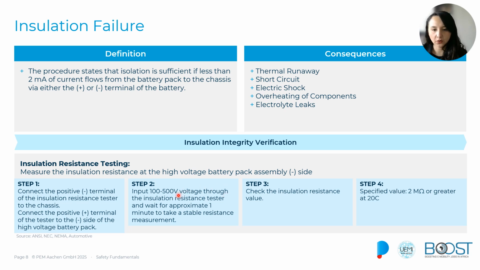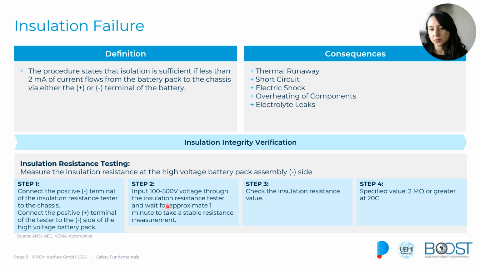How can we do that? Basically, it is a 4-step process. In the first step, we connect our resistance tester between the chassis and the negative terminal of our battery pack. Then we apply a voltage between the chassis and the negative terminal of the battery. This is a high voltage because we will use it to measure the equivalent resistance between the chassis and the battery.